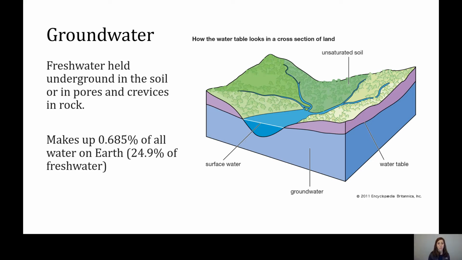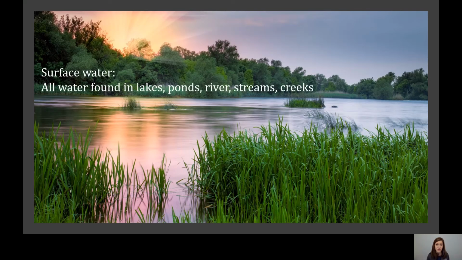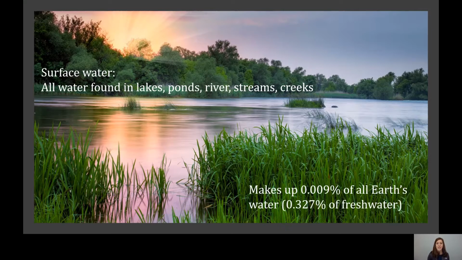So it's actually 24.9% of all of the fresh water that is underground. Okay, so that just leaves a little bit left as surface water. We define surface water as all of the water that is found in lakes, ponds, rivers, streams, and creeks. So kind of what you traditionally think of as water, surface water. And this makes up only 0.009% of all of Earth's water.